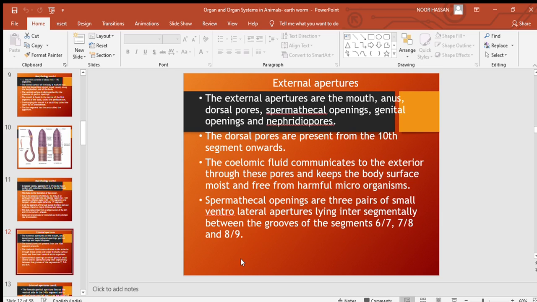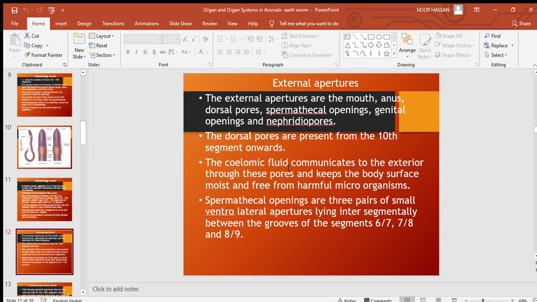Apart from this, there are apertures to be seen. The body has openings, also called apertures. The external apertures are the mouth, anus, dorsal pores, spermathecal openings, genital openings, and nephridiopores. The dorsal pores are present from the 10th segment onwards.